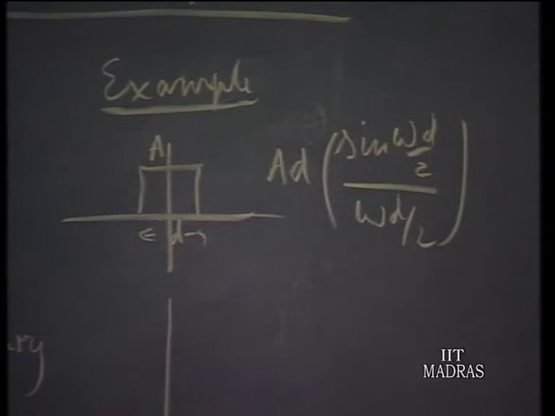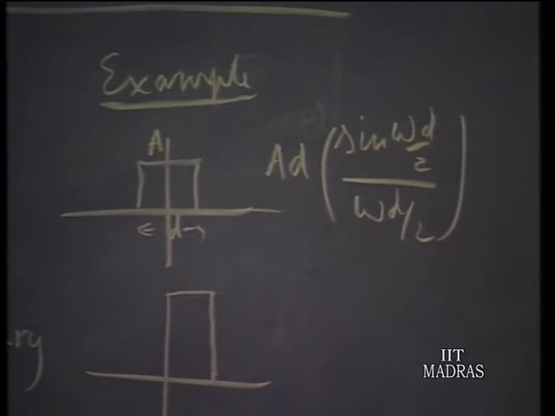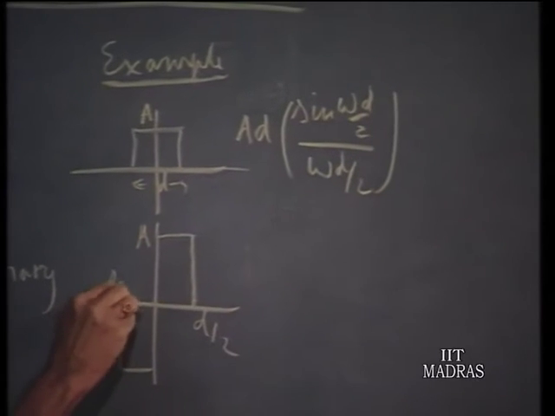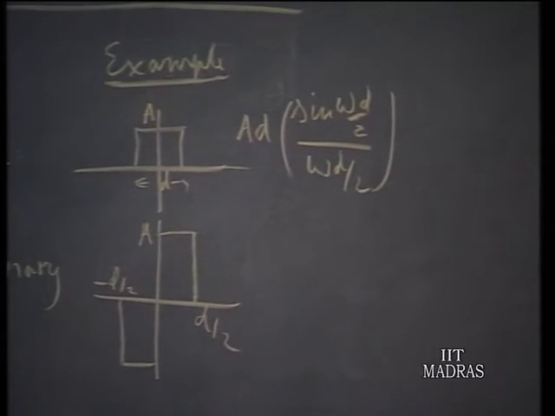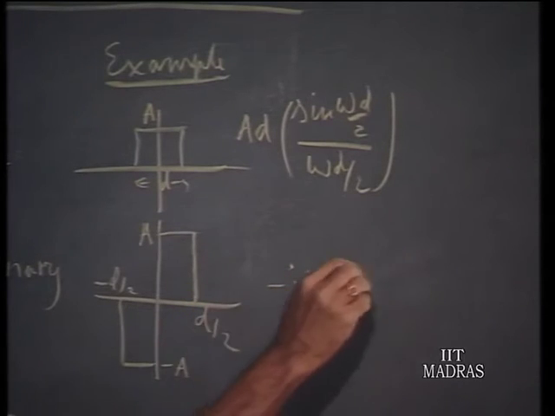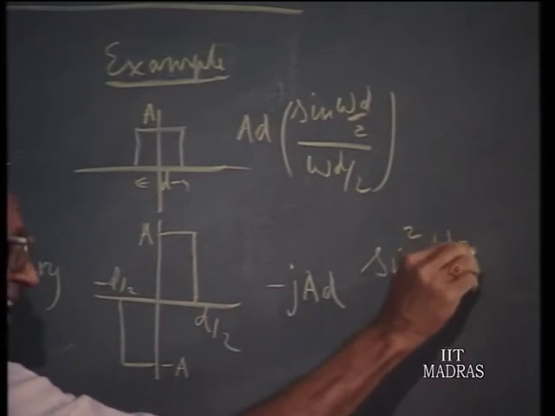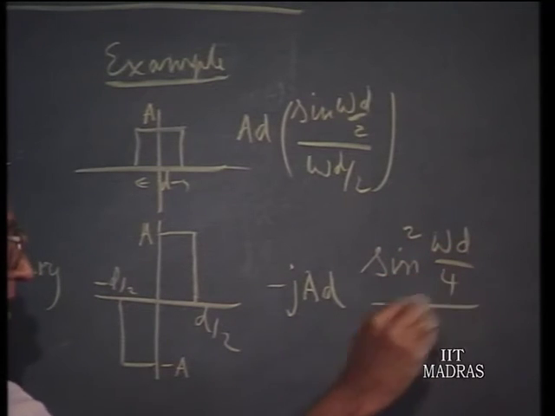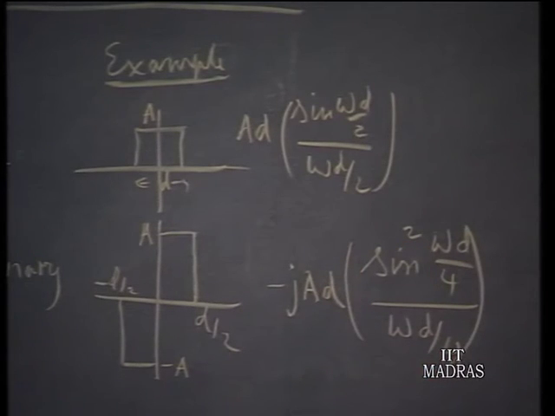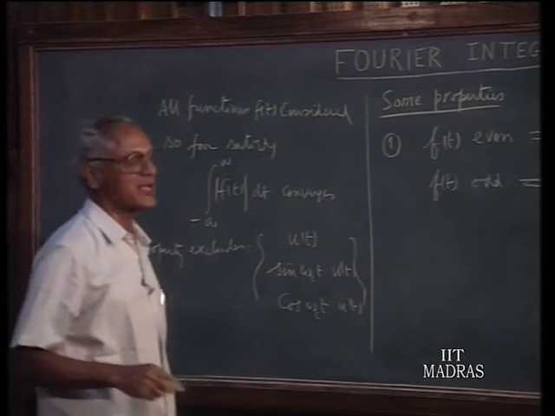Now suppose I have a function like this, a from 0 to d upon 2, minus a from minus d upon 2. This is certainly an odd function. We have a pulse of value a lasting from 0 to d upon 2 and minus a lasting from minus d upon 2 to 0. Its Fourier transform turns out to be minus j a d sine squared omega d upon 4 divided by omega d upon 4. So you observe that there is immediately a j attached to it, so it is purely imaginary.